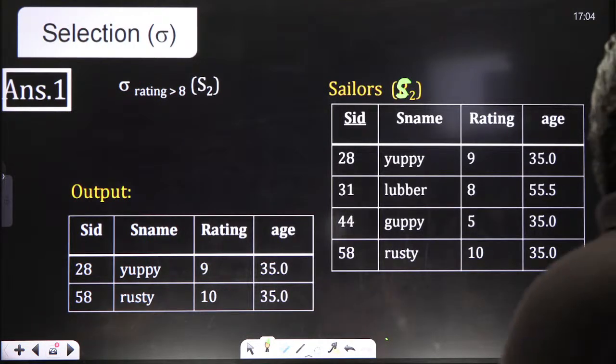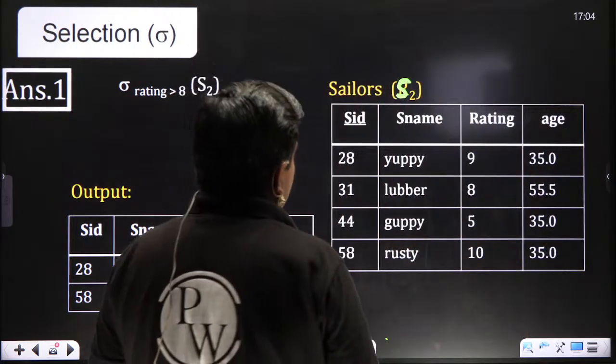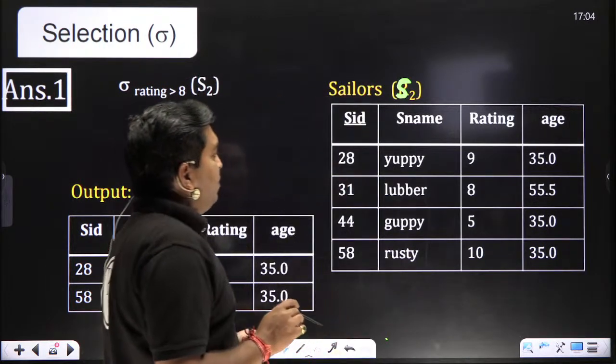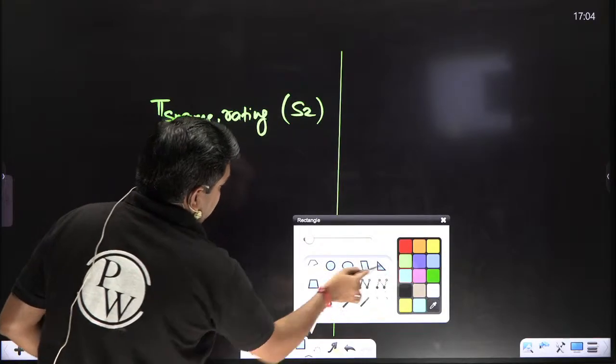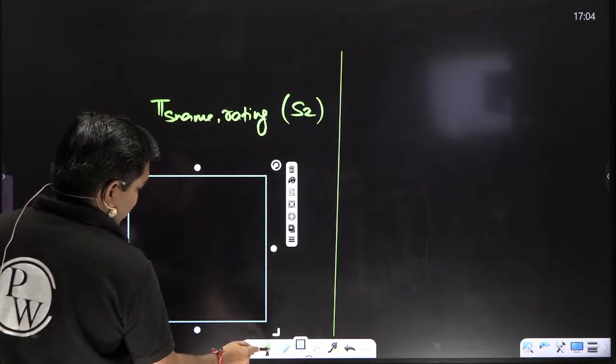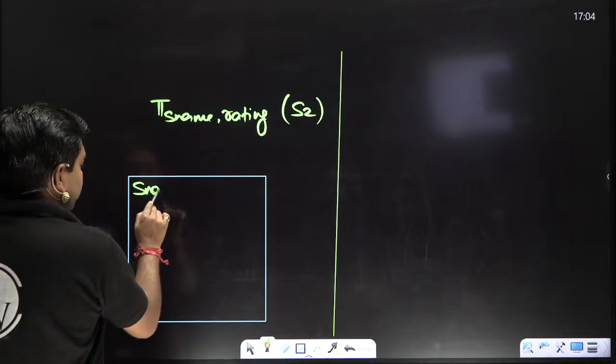Wrong. S name comma rating. I didn't apply any condition right now. Please listen carefully. I want only S name.